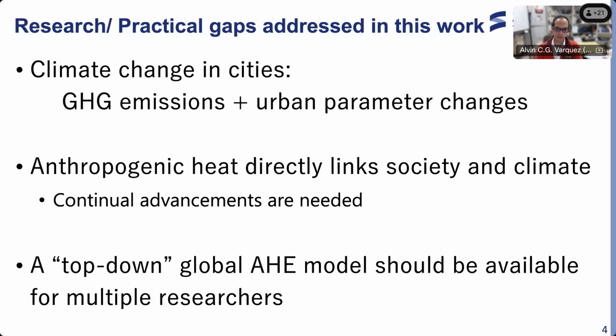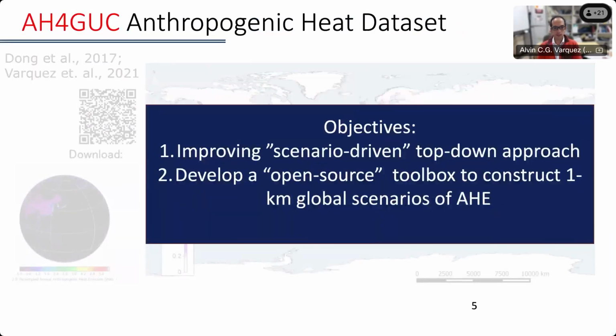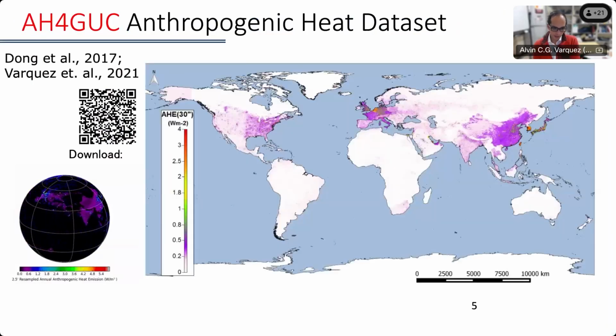So the anthropogenic heat dataset that we're trying to advance is the AH4GOC dataset. It is publicly available. It has hourly representation, the typical hourly value of anthropogenic heat for a given month. Currently, it has only one scenario for the future and is estimated based on energy levels of the 2010s. So it started in 2017, and then we improved it in 2021.